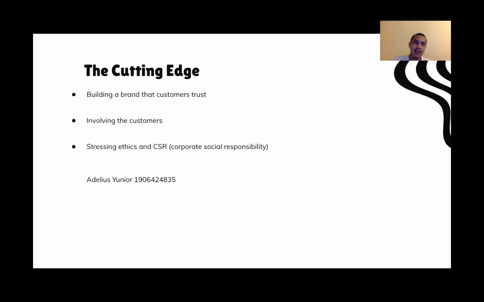During our time, it is important for the company to build a brand that the customers trust. Therefore, many companies tend to involve the customers in marketing, such as endorsements and stuff. And right now, many companies stress the ethics and CSR part of marketing. This is because people now care more about the environment than they did when it was not a problem yet.